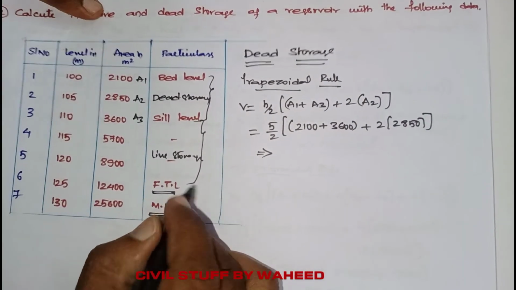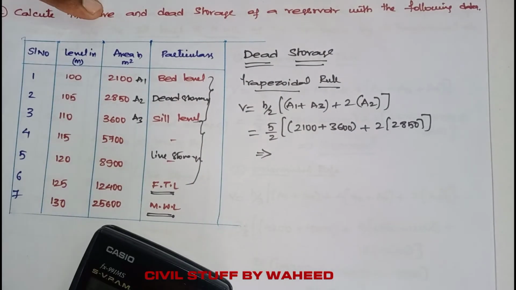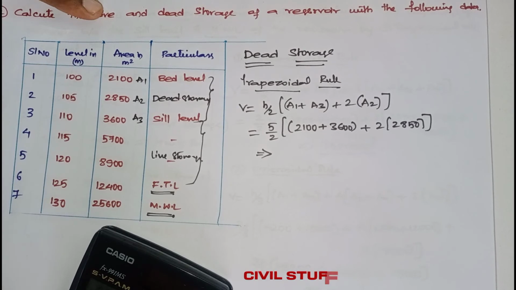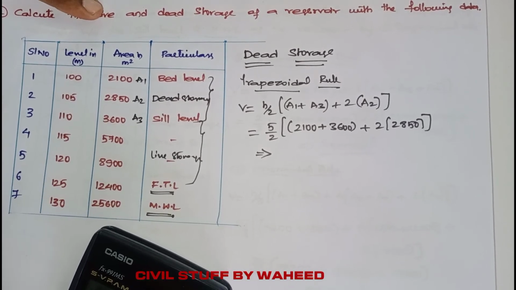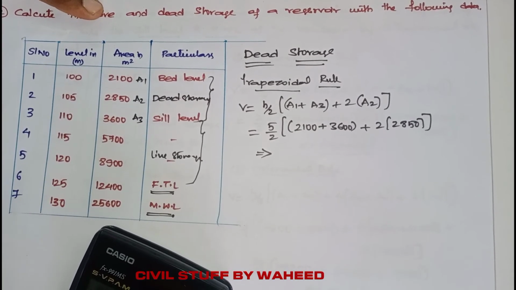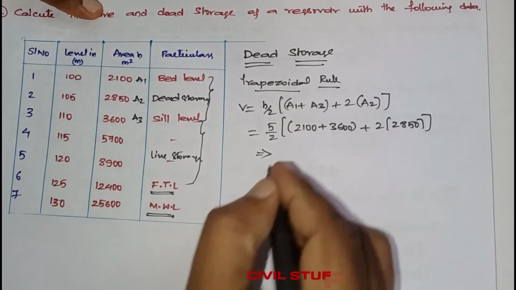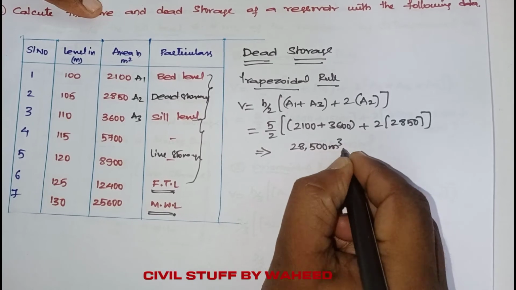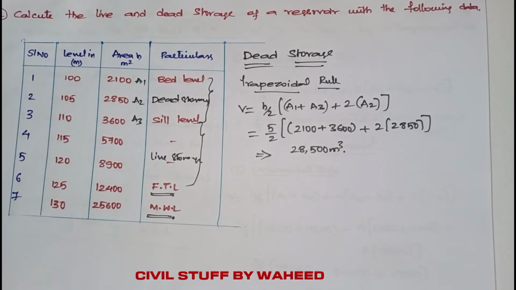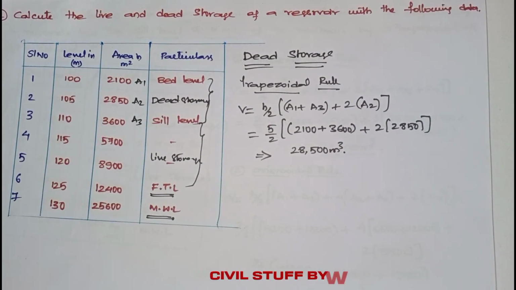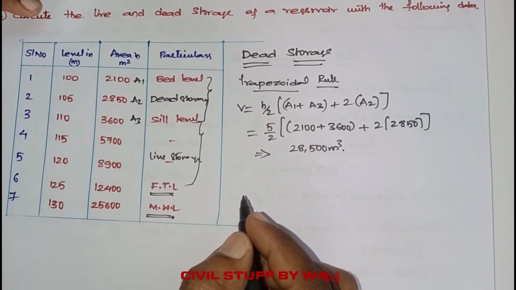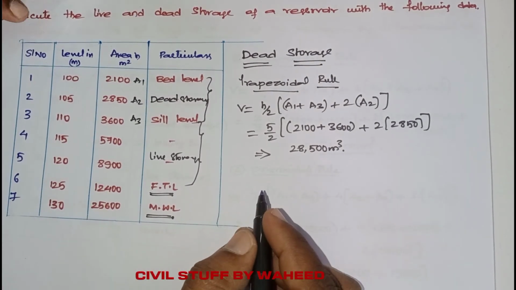Now we'll calculate: 2 into 2850 plus 2100 plus 3600 into 5 divided by 2. So 28,500 cubic meters is the capacity of dead storage, which will remain constant. In the dead storage, the silt will be there, everything will be there which is not usable.